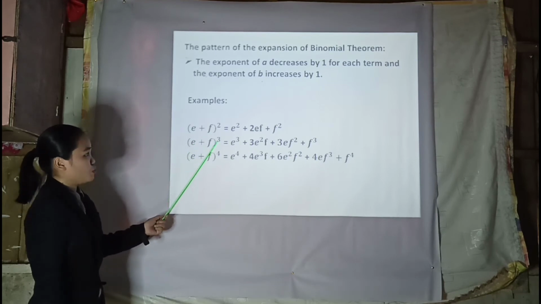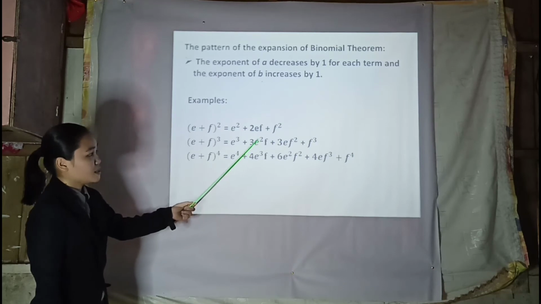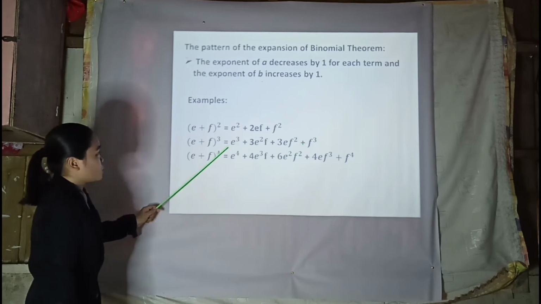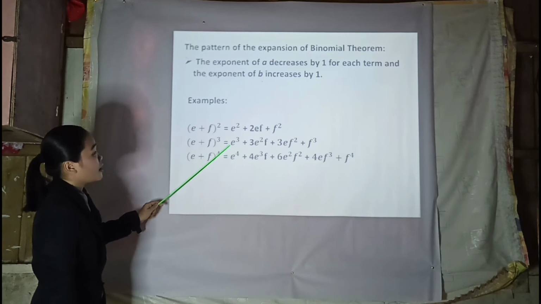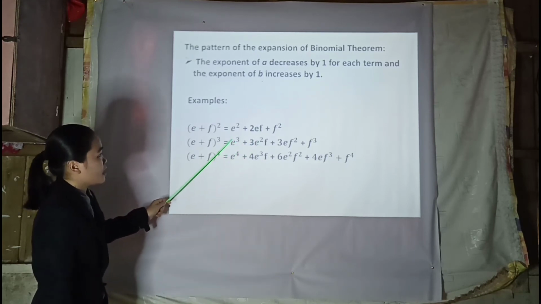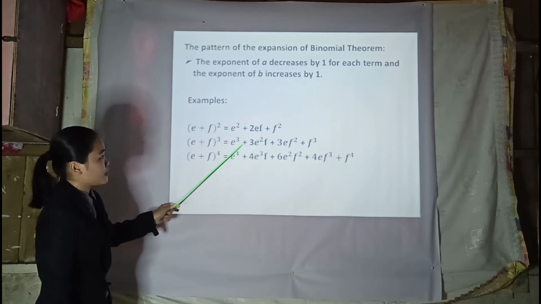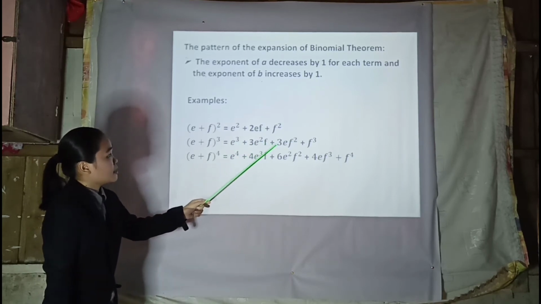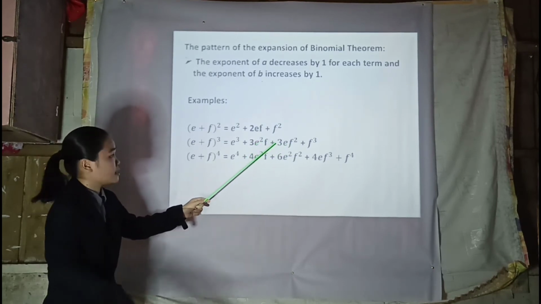e plus f cubed. So, the first term is e cubed plus 3e squared f plus 3ef squared plus f cubed. So, in this example, the exponent decreases as you can observe. From 3, in the next term, it becomes 2. While the f increases from 0, here in the first term, it becomes 1. Plus 3ef, the e here, from 2, it decreases to 1.